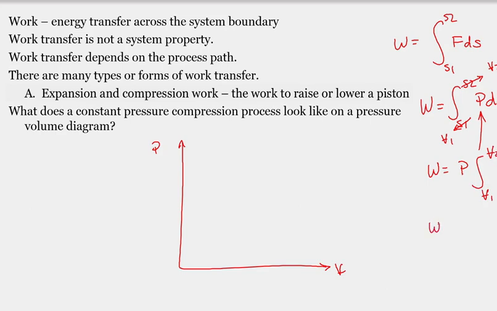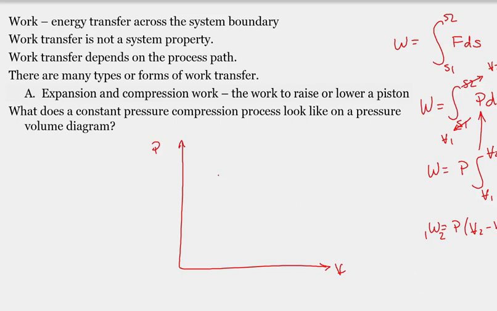Right? We have the work is simply equal to the constant pressure times the volume at state 2 minus the volume at state 1. Okay? And I like to keep track of our state conditions, our process path, by using the notation 1, 2. So we're going to say we start at state 1 and we end at state 2. So now we come back to that question. What does constant pressure compression look like?